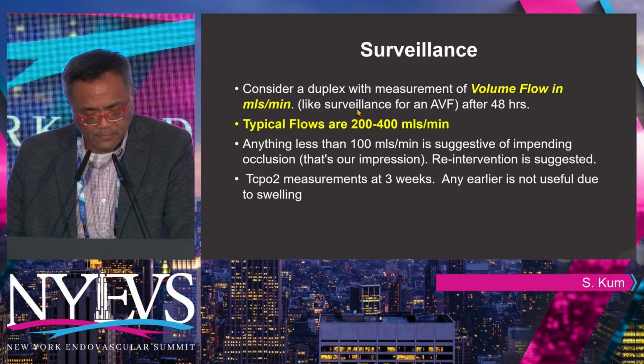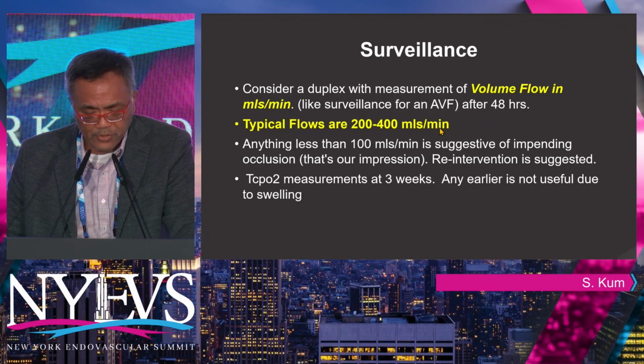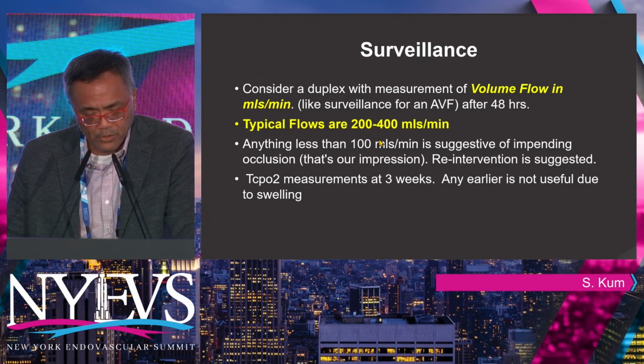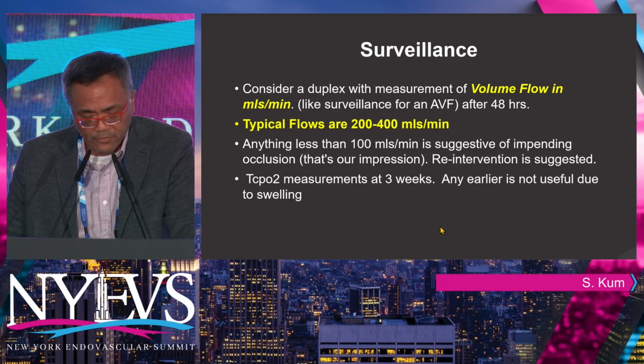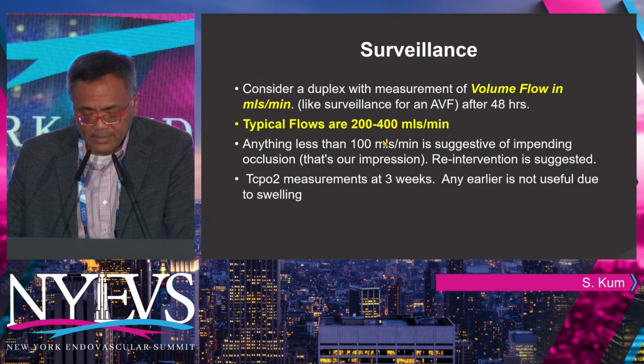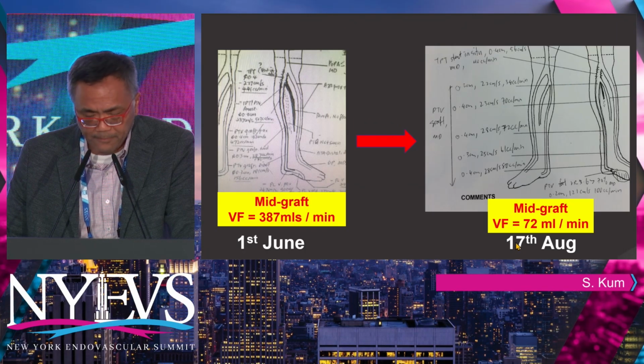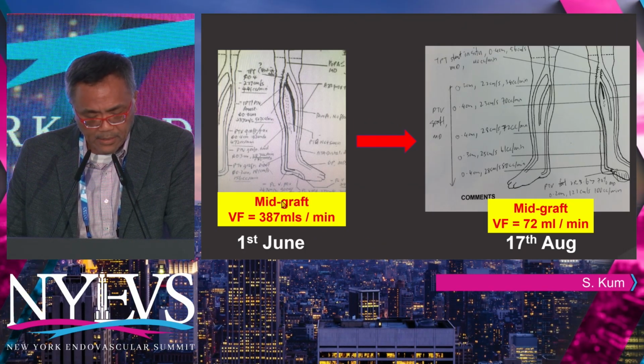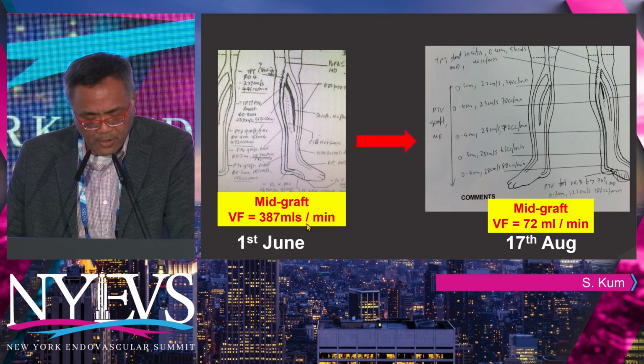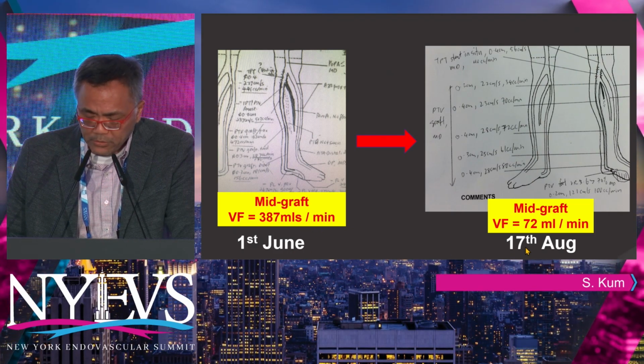These days, the typical volume flows you get from a procedure 1 week after the procedure run between 200 to 400. Anything more than 500 is probably not a good idea. And anything less than 100 is suggestive of a near impending occlusion, and we would re-intervene. An example like that, immediately after the procedure, 387 is pretty usual.